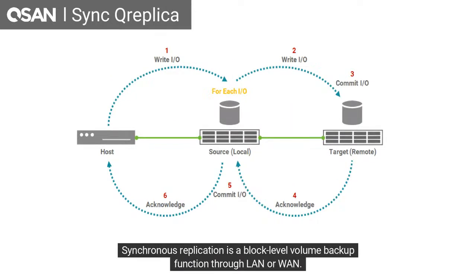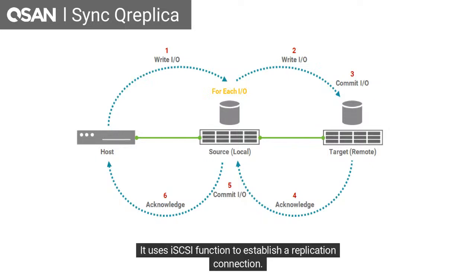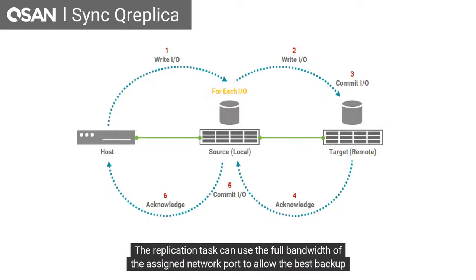Synchronous replication is a block-level volume backup function through LAN or WAN. It is a timely replication function that can always synchronize source and target data. It uses iSCSI function to establish a replication connection. The replication task can use the full bandwidth of the assigned network port to allow the best backup speed.